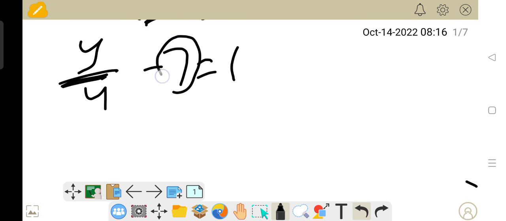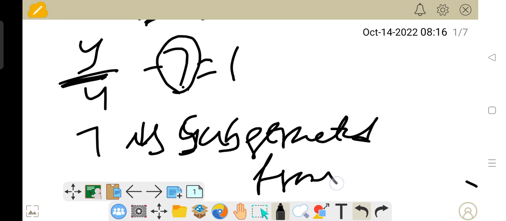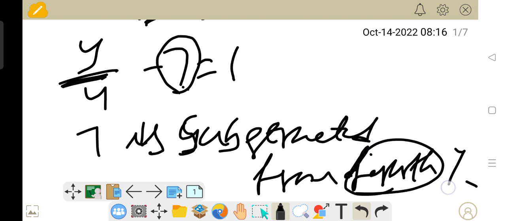7 is subtracted from 1/4 of y. 7 is subtracted from fourth, fourth means 1/4, fourth of y is equals to 1. Okay. This is the second example of a semester 1 textbook.